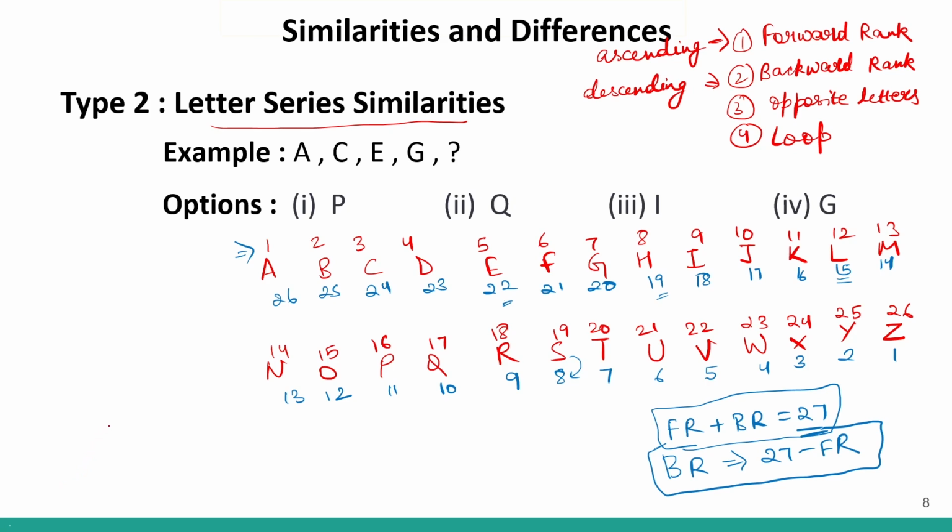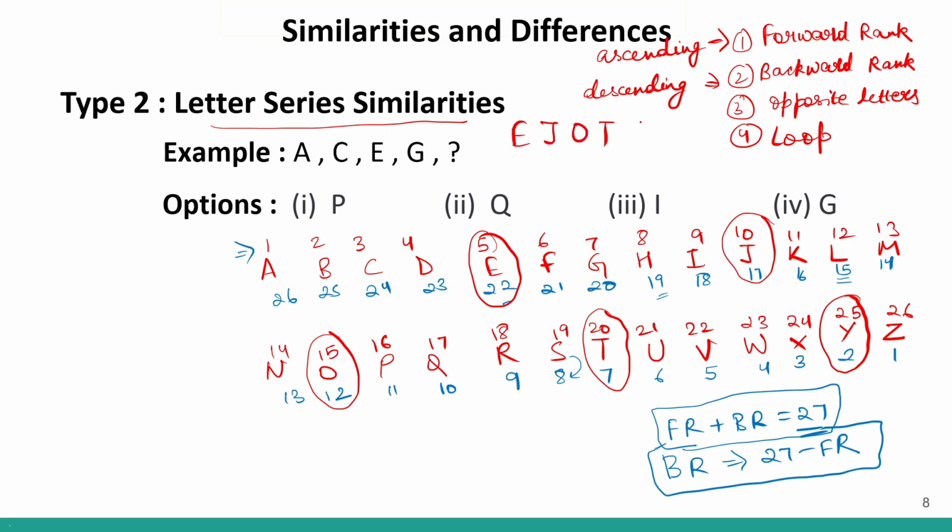Now there's a shortcut to remember the forward rank. So let us take this E, J, O, T, and Y. This formula is called EJOT, and basically E is 5, J is 10, O is 15, T is 20, and Y is 25. So this is a shortcut that you can use to remember the forward ranks.